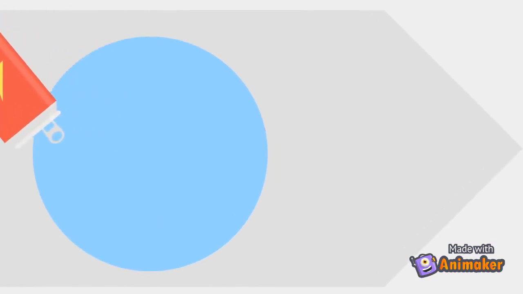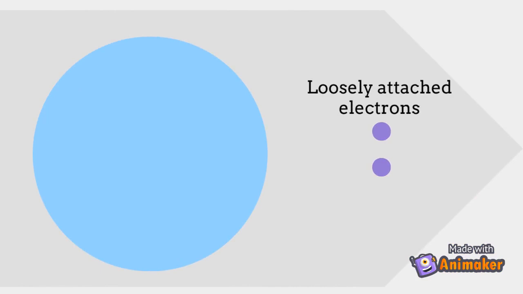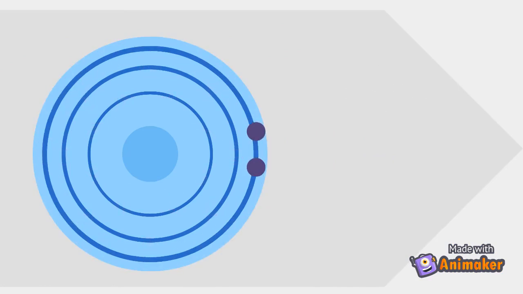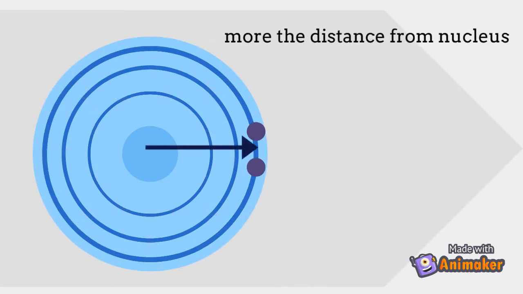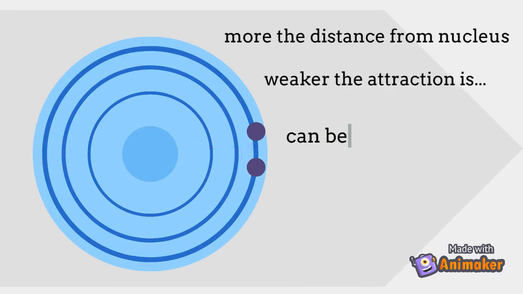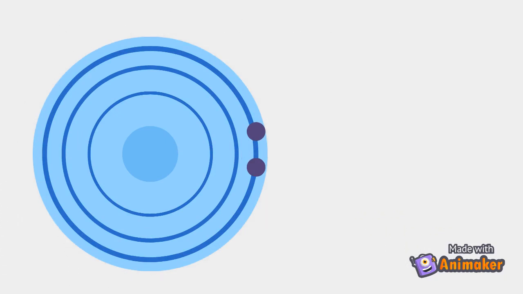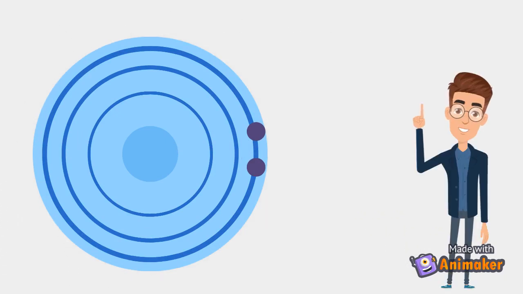When you are giving energy to an atom, it will lose electrons which are loosely attached. The loosely attached electrons are in the outermost energy level, which is 4s. I'll explain why. If the distance between electrons and the nucleus increases, their attraction weakens. So they will be lost from the atom with a small effect. This point is very important.